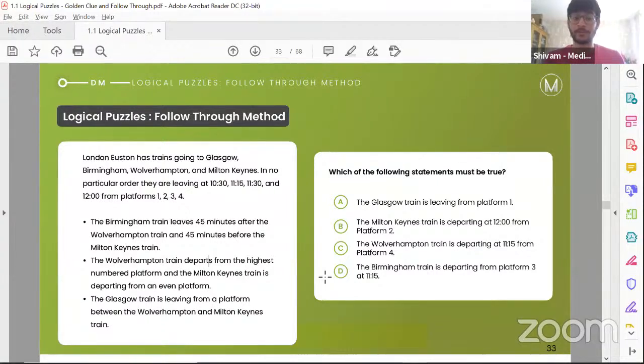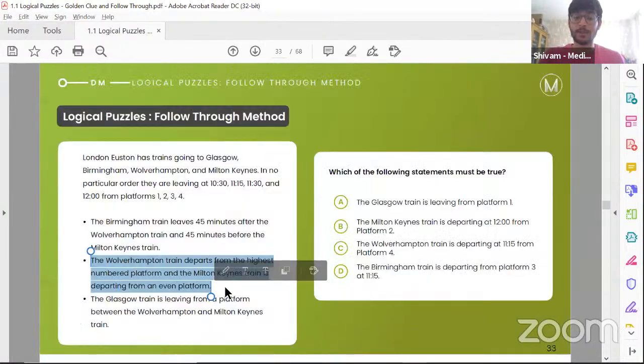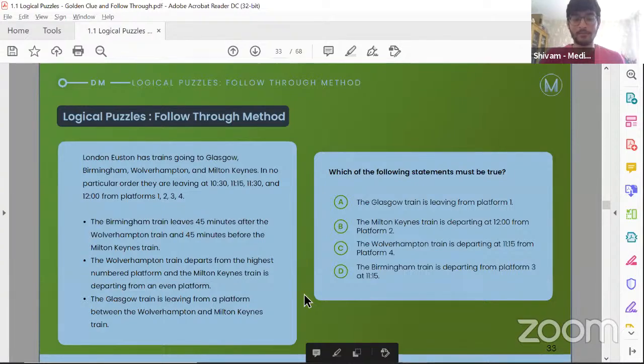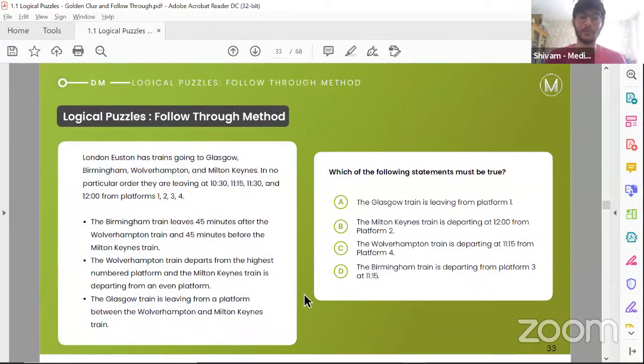So the follow through method gave us the opportunity to realize that we're going to spend some time looking at Wolverhampton and Milton Keynes in a lot more depth. So now that we're reading this second sentence here, we can see, Mohil, that the Wolverhampton train, oh, it's just glitching a bit. Okay, there we go. The Wolverhampton train departs from the highest numbered platform and the Milton Keynes train is departing from an even platform.